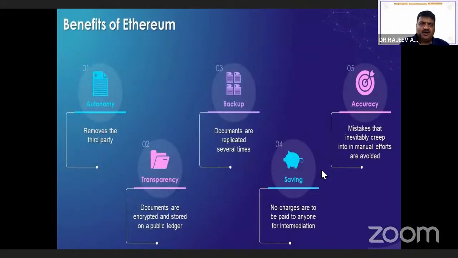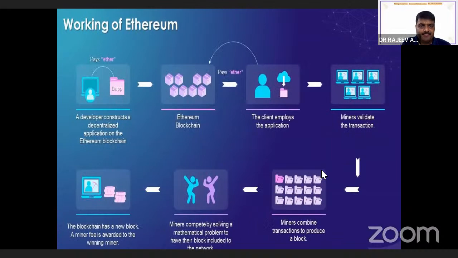Now, what is the mechanism? What are the benefits? Autonomy, it removes the third party. Backup, documents are replicated several times. Then transparency, then accuracy, and saving. No charges are paid to anyone for intermediation. Now, if you have to pay in Ether, this is how the blockchain works. It is a complex blockchain where authentication is required by the miner who authenticates the transactions, then the payment is made. So every time there is a new block in the blockchain, in a linear form, as I told, it will be done that way.